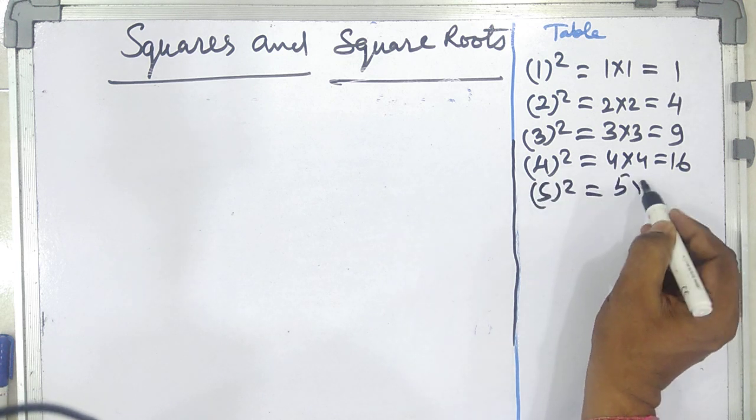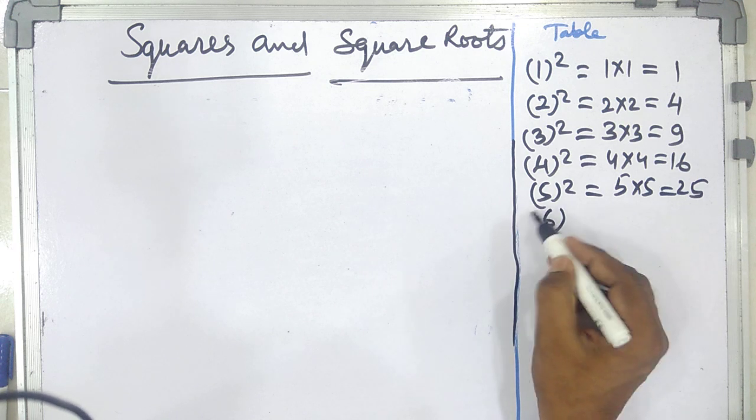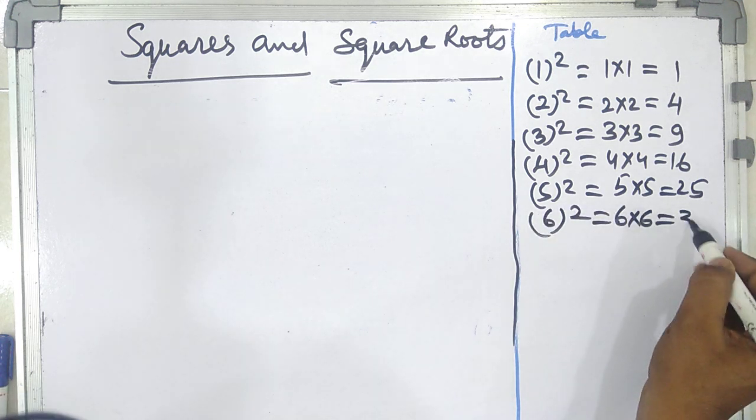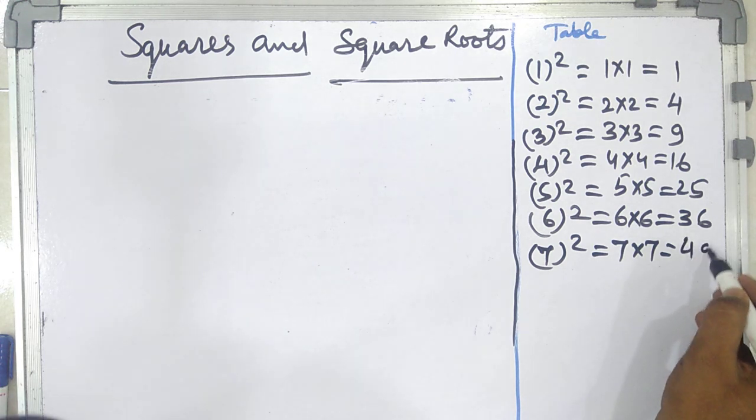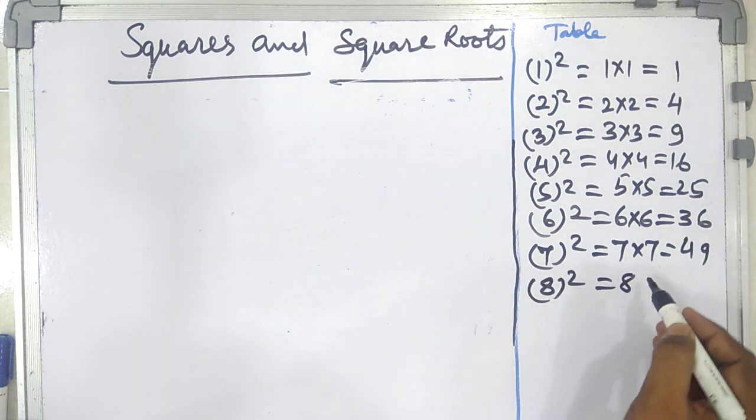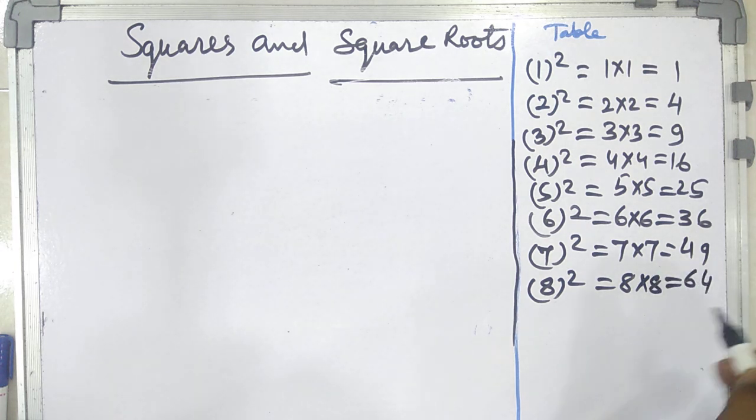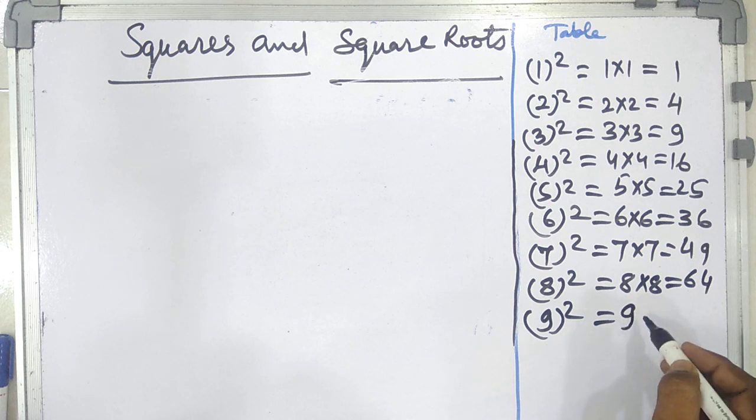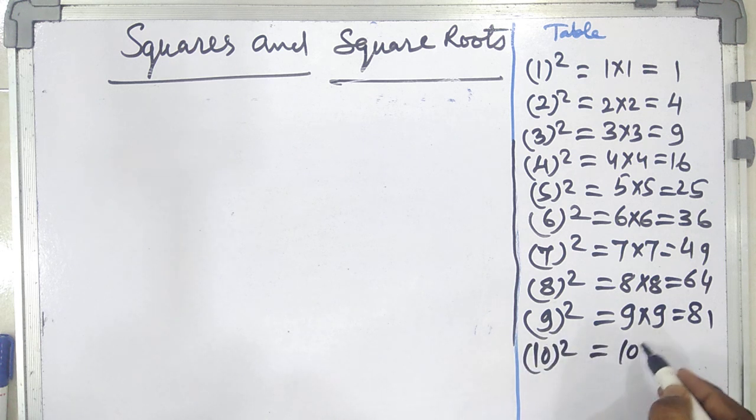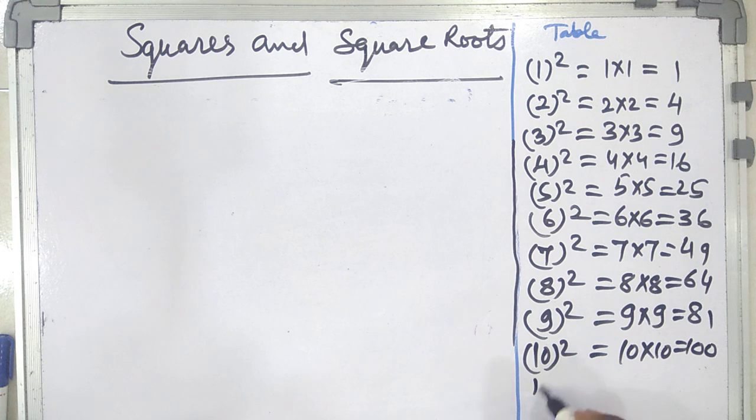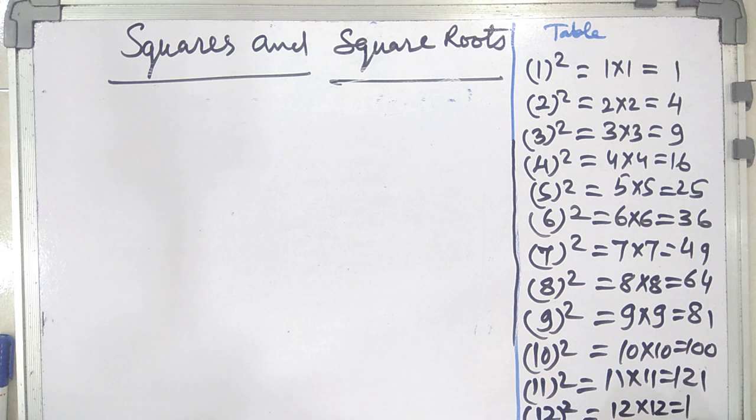4 square, 4 into 4 is equal to 16. 5 square, 5 into 5 is equal to 25. 6 square, 6 into 6 is equal to 36. 7 square is 7 into 7 is equal to 49. 8 square, 8 multiplied by 8, 64. 9 square means 9 multiplied by itself is equal to 81. 10 square, 10 into 10 is equal to 100. 11 square is 11 into 11 equal to 121. 12 square is 12 into 12 is equal to 144, and so on, students.